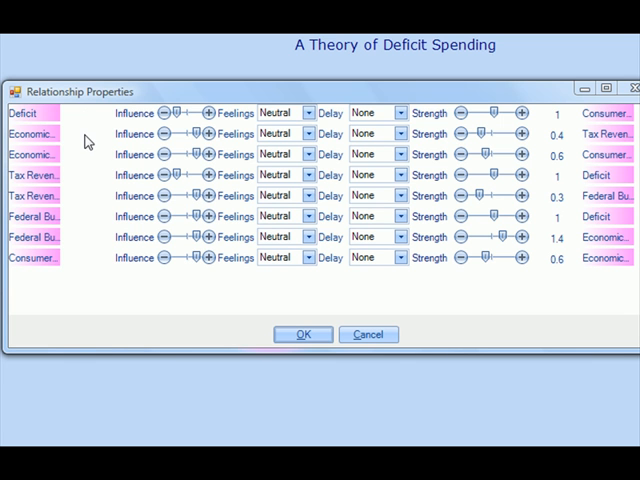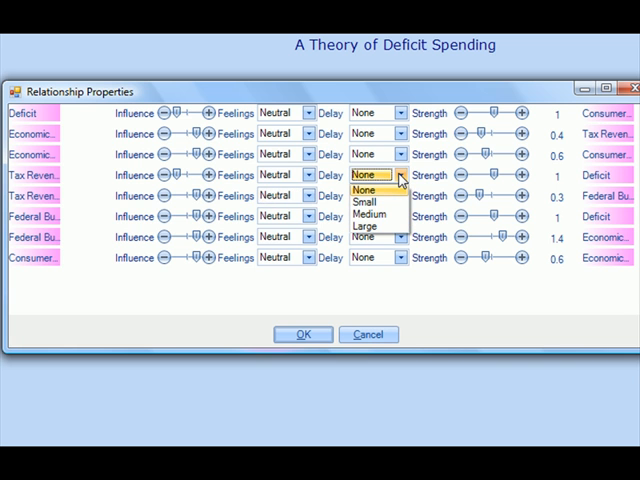Here's a table of the values I set. In addition to the direction of causal influence, I could have shown my feelings and gained the benefit of communicating both logic and emotion in one diagram. I could also have shown whether the effect was immediate or delayed, but for this example I assumed no delays.